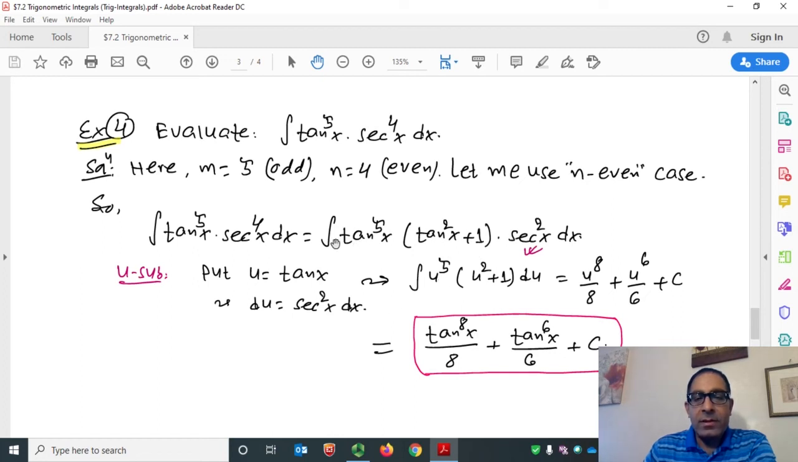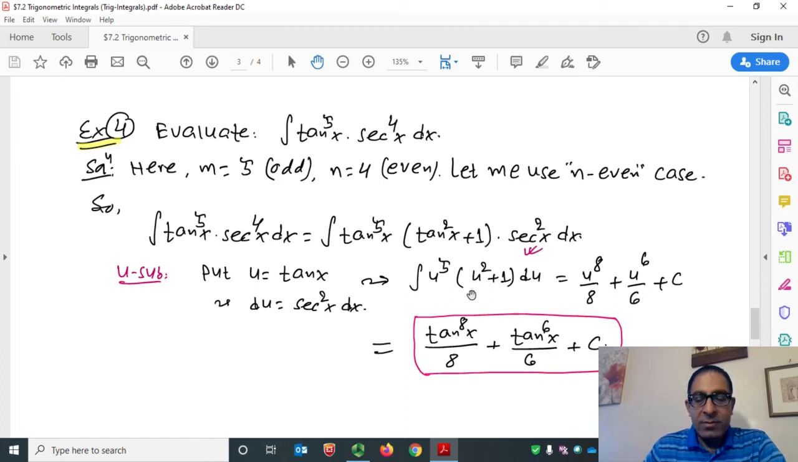Then in this next line, the integral is u to the power 5 times (u squared plus 1), and secant squared x dx is simply du. And it's again an easier integral to integrate. First foil it and take the integrals. So let's foil. U to the power 5 times u squared is u to the power 7.